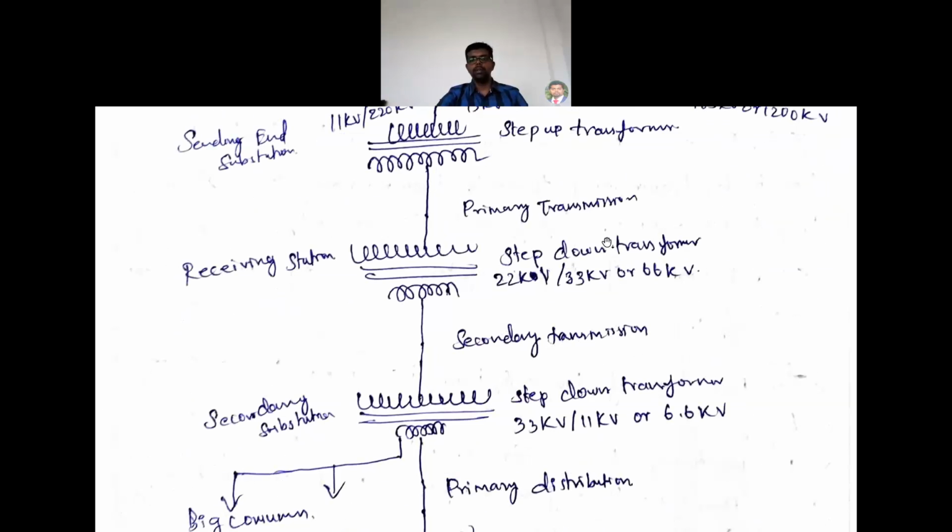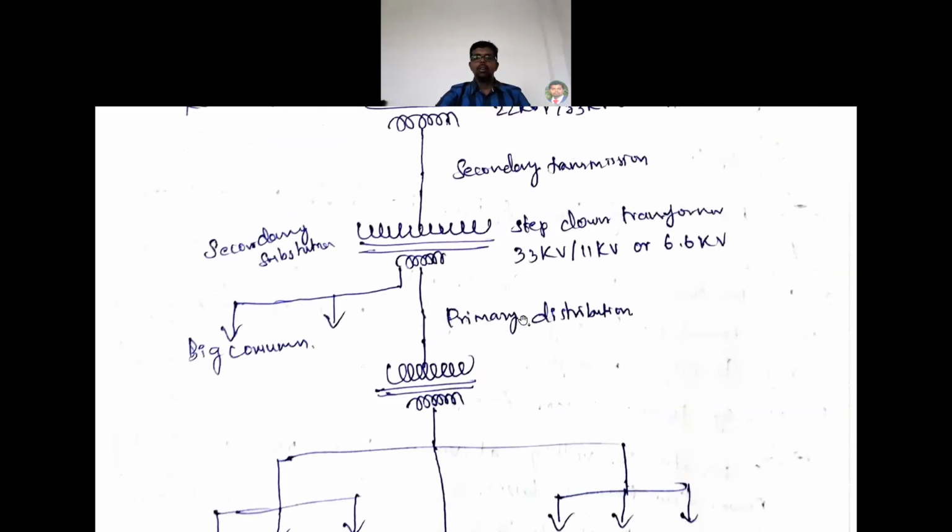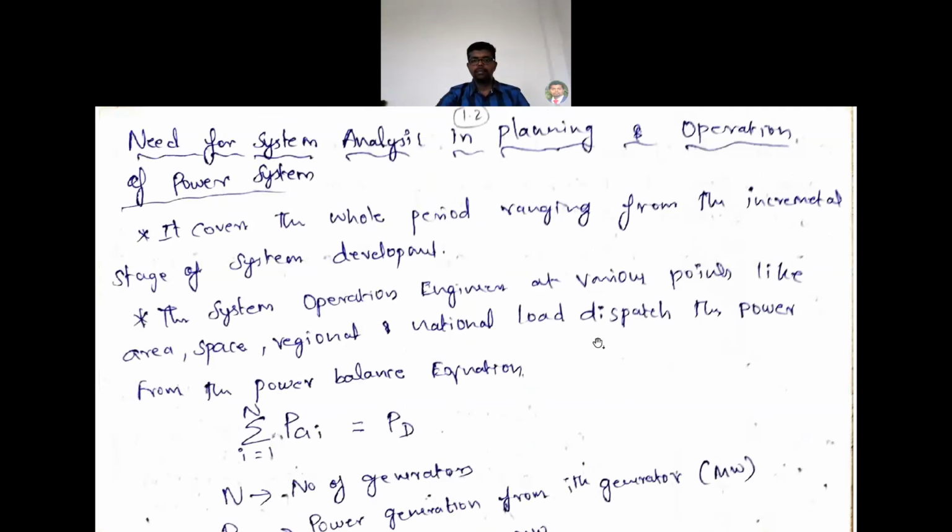Sometimes they will ask this in 2 mark questions: structure of the power system. So the next topic is the need of power system analysis in the planning and operation of the power system. So what is the need? It covers the whole period ranging from the incremental stage of the system development. The main thing is the system operation engineers at various points like area substations, regional substations, national load dispatch centers, and state load dispatch centers.